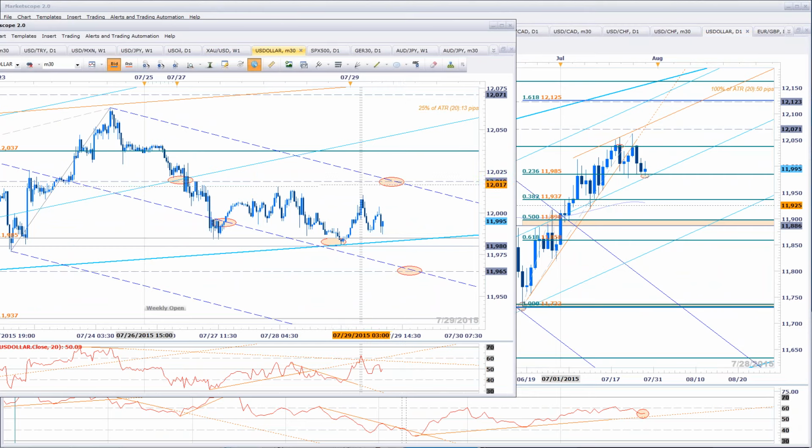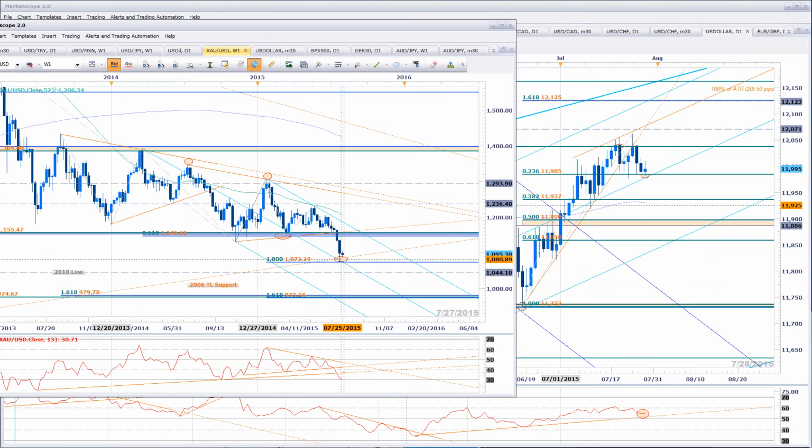Initial 12,020. If you break through this resistance on the index, and gold makes it through 10,072, look for 1044, 2010 lows, and then major critical support down here at 980, 975.